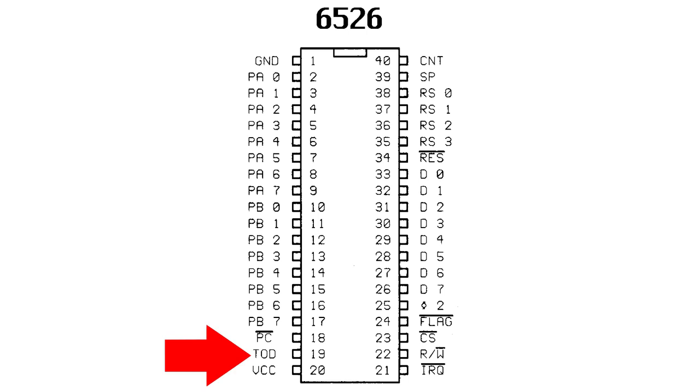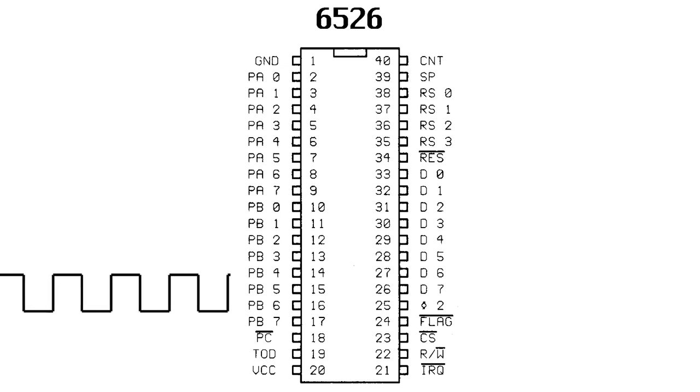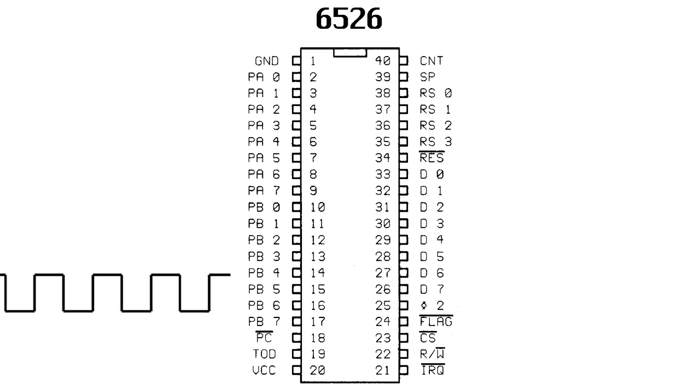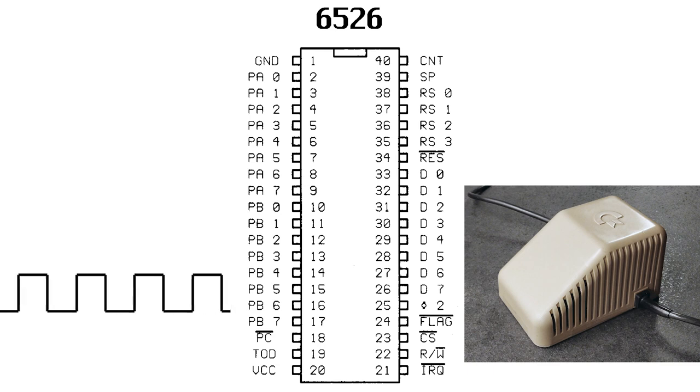Pin 19 of the CIA is for the time of day signal. There, it expects to get a periodic signal to update the internal time. And where does the Commodore 64 get that signal from? The AC voltage from the power supply. If you're anything like me, you'll probably be pretty surprised to hear that the Commodore 64 is designed to use the frequency of the mains voltage to drive its clock.